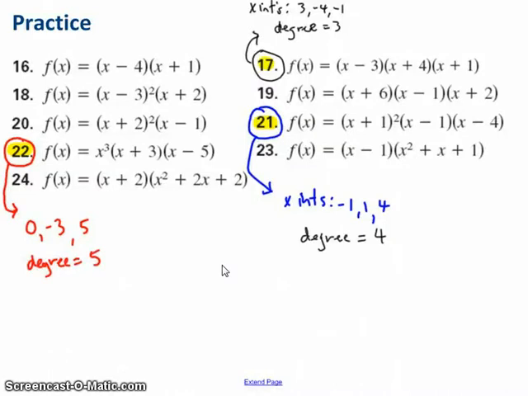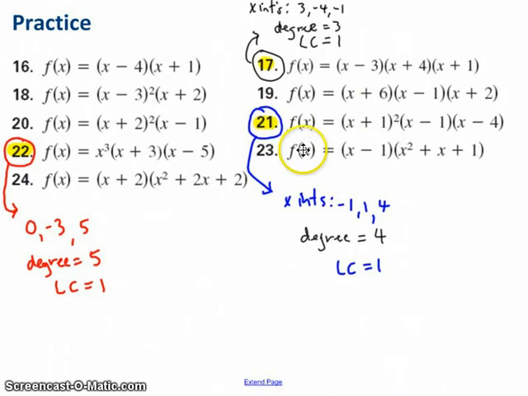I can also tell you the lead coefficient for number 17. The lead coefficient is 1. Why? Because there is no other coefficient represented here outside the parentheses, so it must be 1. Quickly tell me what the lead coefficients are for 21 and 22. Okay, here's the answer for those. Both of those also have a lead coefficient of 1. In fact, I think all of the examples in this practice slide here have an LC of 1.